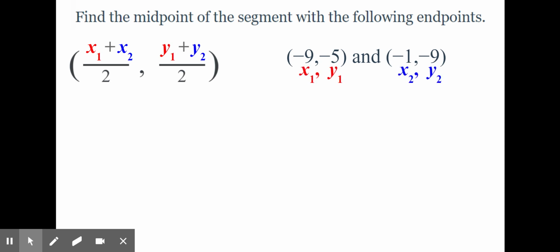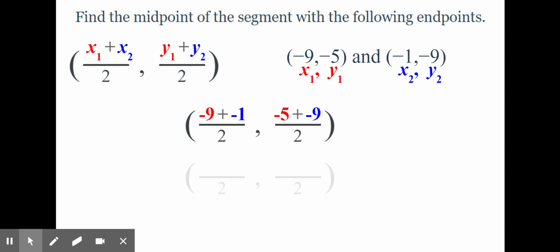Now we need to label our points. Our first set of points is our x1 and our y1. Our second point is our x2, y2. Now we're just going to plug those numbers into the formula. So I put my blank formula here. x1 is -9 and x2 is -1. Now we'll go over to the other one. y1 is -5, y2 is -9.